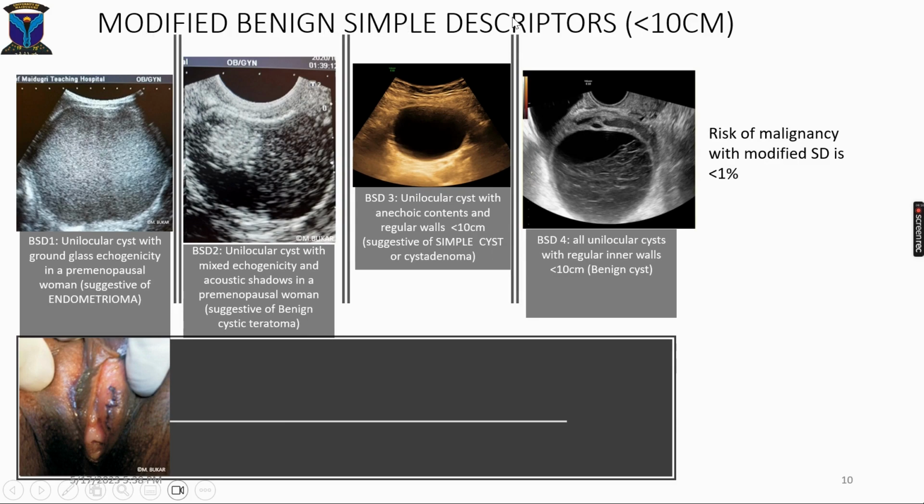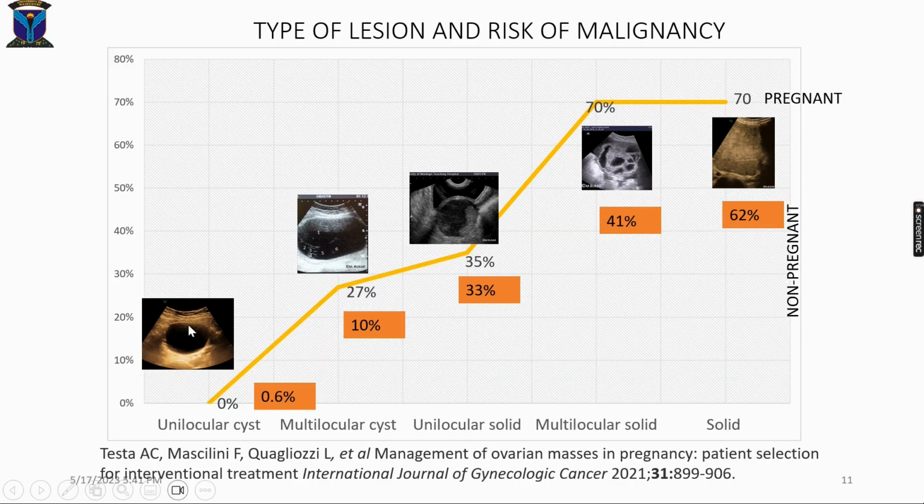The modified benign simple descriptors only consider lesions less than 10 centimeters. When the lesion is less than 10 centimeters, the risk of malignancy is less than 1%, as can be seen here. So if you have unilocular cysts, you can see the risk of malignancy in pregnancy, outside pregnancy, less than 1%. As the complexity increases, not as in complex mass, because we do not use the word complex mass in IOTA, but the complexity of the lesion from multilocular cyst to unilocular solid to multilocular solid and solid, the risk of malignancy also increases.